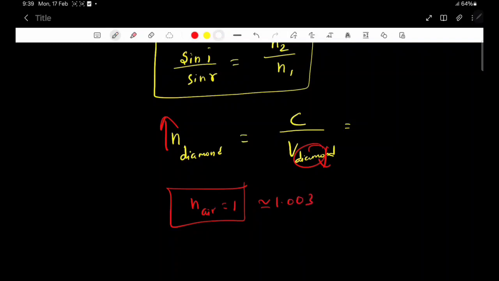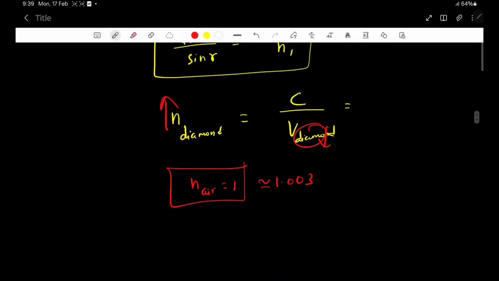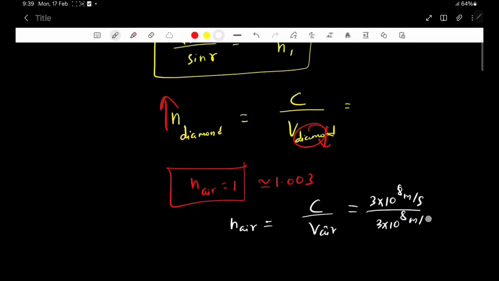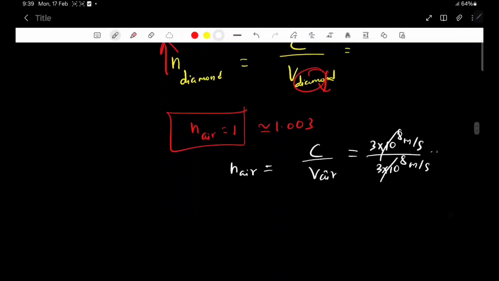Because we know that the refractive index of the air is equal to the speed of the light in empty space divided by the speed of the light in air medium. So we know very clearly the light travels at 3 × 10^8 meters per second in empty space. It nearly travels at the same speed in air medium also. So that will cancel off the terms in the numerator and the denominator. So it leads to 1.